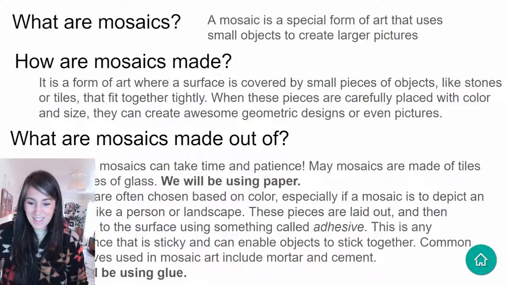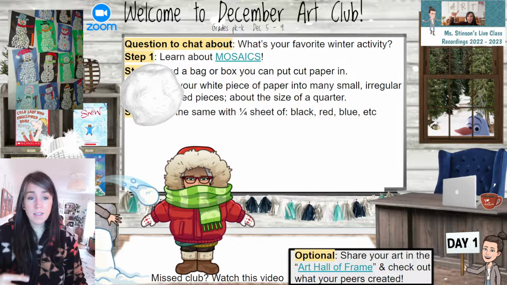Okay, so like I said, we'll be making mosaics throughout the week. And for the first project, we're going to be making our snowman. So we're going to want to find some sort of container. It could be a plastic bag, a little jar, a box, something where we can keep all these tiny little pieces of paper that we're about to be cutting, because if you've ever cut a ton of little pieces of paper, you know they get everywhere, right?